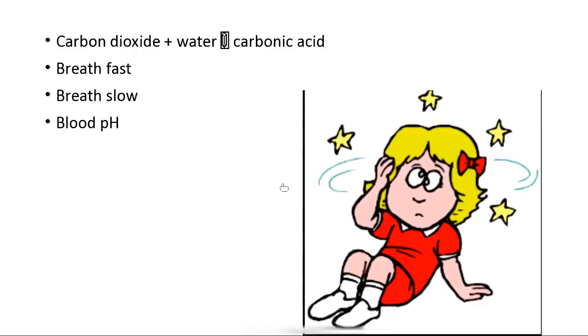Now, this is a person who is about to pass out, and we're just going to assume that this person hyperventilated. We know that carbon dioxide plus water yields carbonic acid. So if you breathe extremely fast and hyperventilate, you lose acid, so you get a respiratory alkalosis. When you have respiratory alkalosis, it causes vasoconstriction of the cerebral muscles, and you pass out.